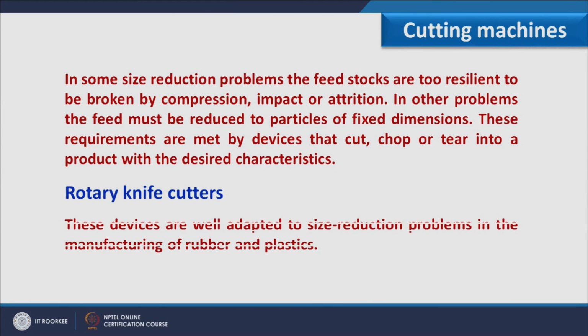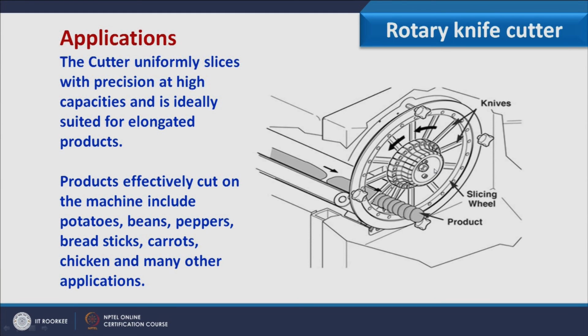So, in this category we have rotating knife cutters. These devices are well adapted to size reduction problems in the manufacturing of rubbers and plastics, and these are also extensively used in food industries. So, for the rotating knife cutter, you see the image. Here we have a rotating disc, and at certain intervals we have blades which we call the knives. When feed comes in between, it will be sliced into regular size.